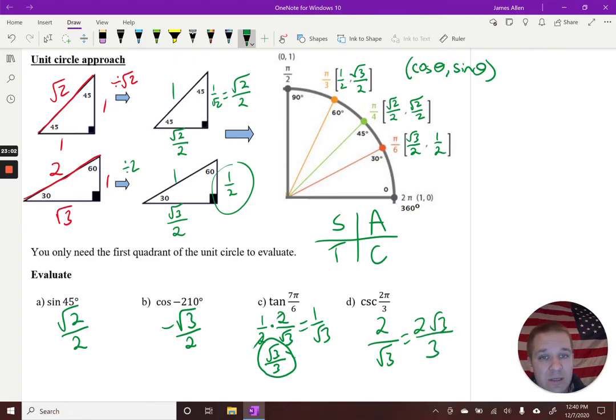And then the last piece of the puzzle is, where is 2 pi over 3? That is in my second quadrant. Sine is positive, so this will remain positive. Oh, that's some good stuff right there.